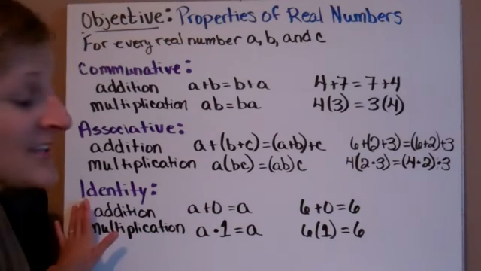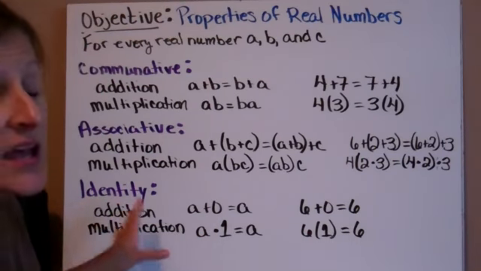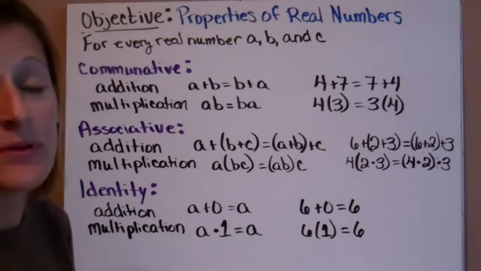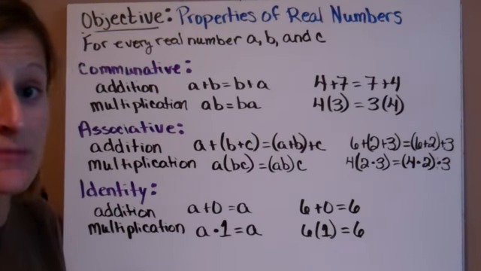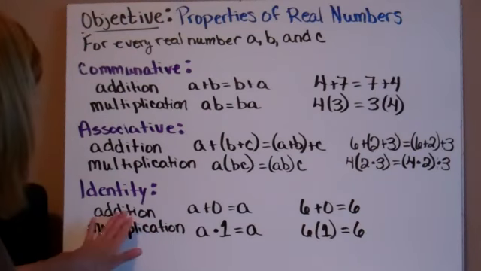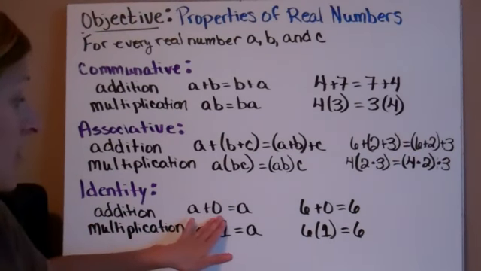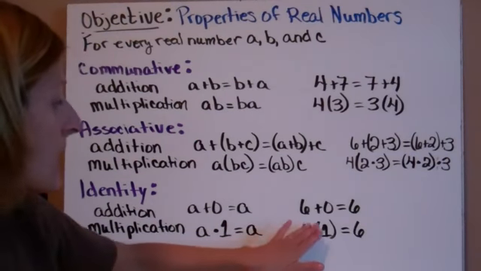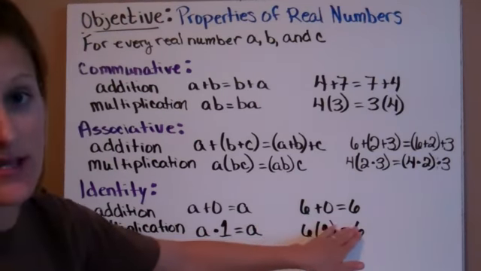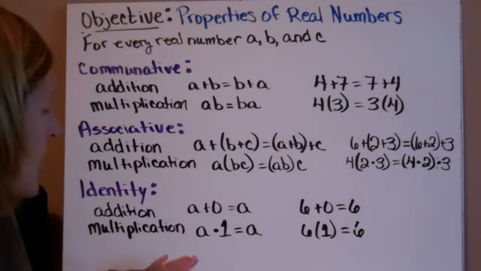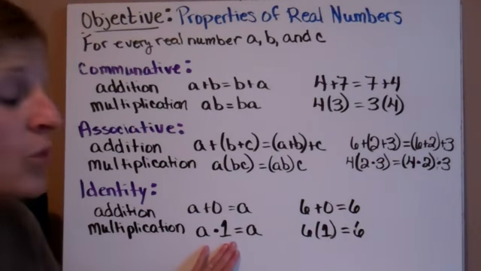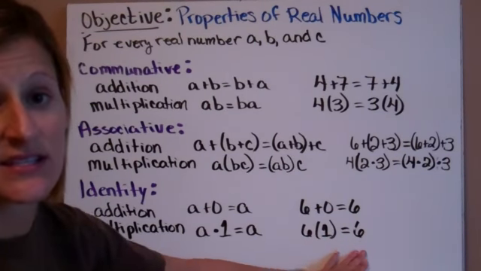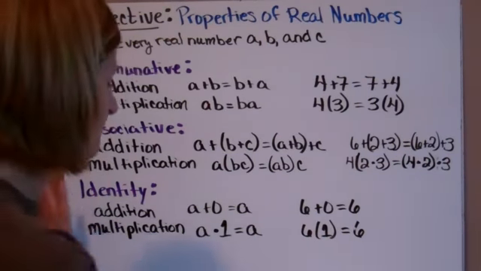Now the last one, this board is called identity. Now identity is dealing with a 0 or a 1, and it depends, are you doing addition or are you doing multiplication? So in the addition, A plus 0 is still going to give you A. That's going to be your identity property. So 6 plus 0 is still 6. It doesn't change the number. Now in multiplication, A times 1 is still A. So if you do 6 times 1, you still get 6. It doesn't change that number.